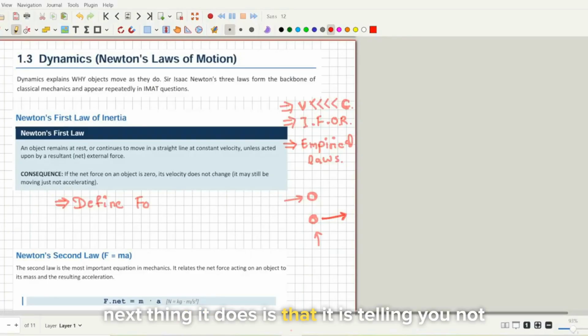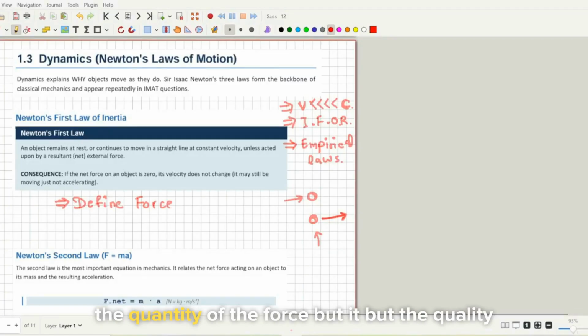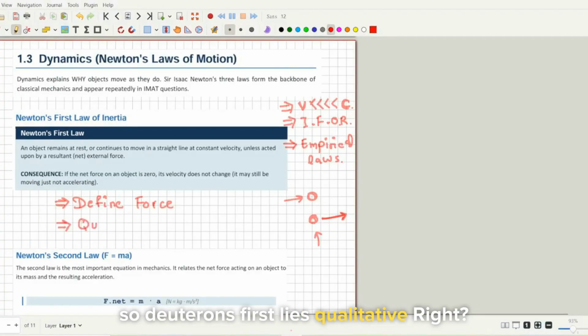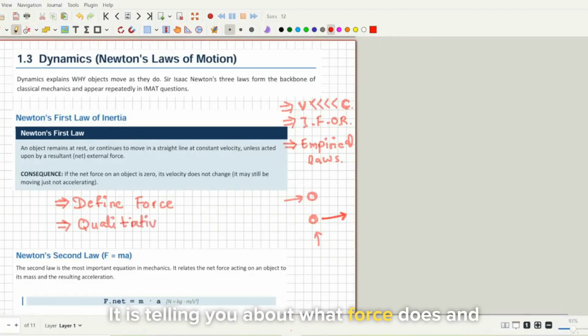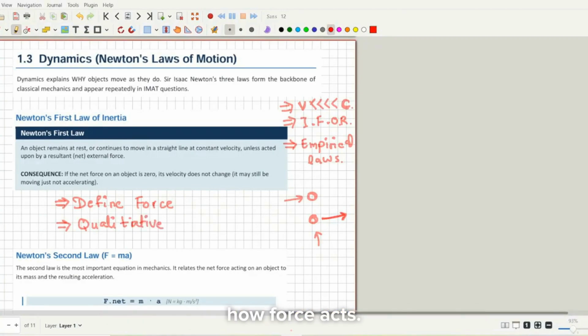The next thing it does is that it is telling you not the quantity of the force, but the quality. So Newton's first law is qualitative. It is not telling you how much force is occurring. It is telling you what force does and how force acts. The quantitative definition of force would be Newton's second law, but we are discussing Newton's first law. Newton's first law is also called the law of inertia, because inertia is the property that is being discussed in Newton's first law.